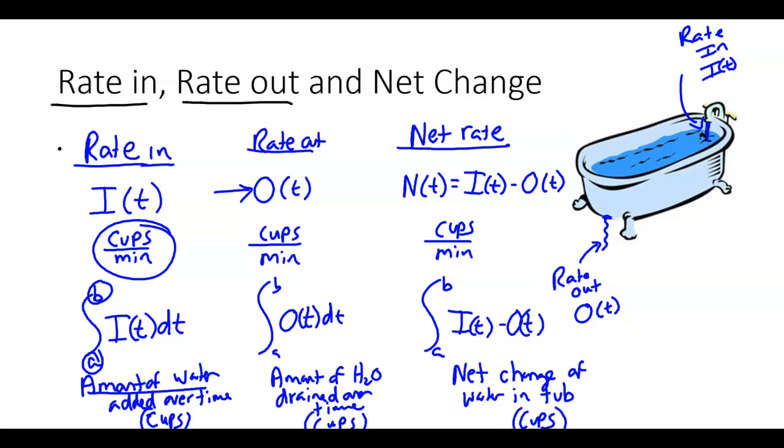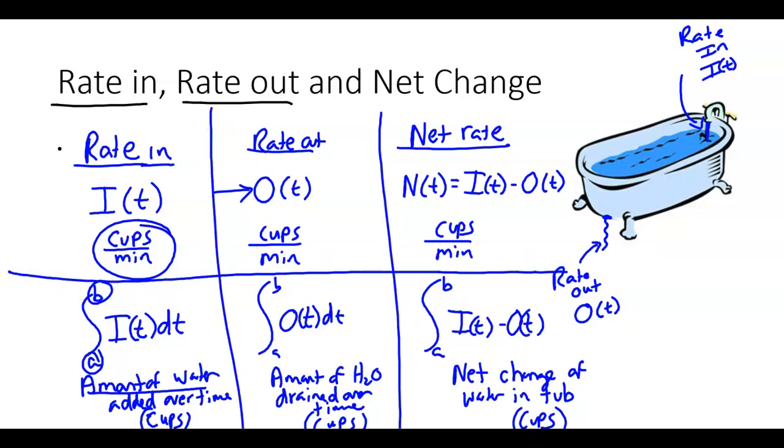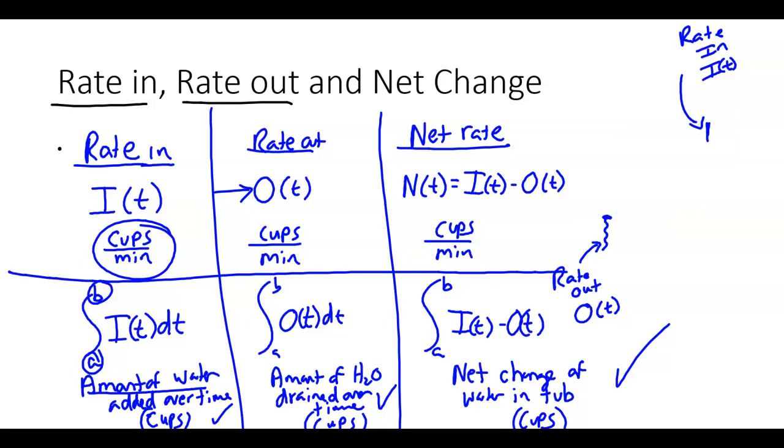Okay? So I've created a little table here, and I'm going to formalize it on the next slide, but here it is. We have six things. We have a rate in, a rate out, and a net rate. And when you integrate those, you get an amount of water added in over time, an amount of water taken out over time, and a total change in the amount of water in the tub over time. Okay? And so that's what we call rate in, rate out, and net change. Okay, so that's a lot of work.